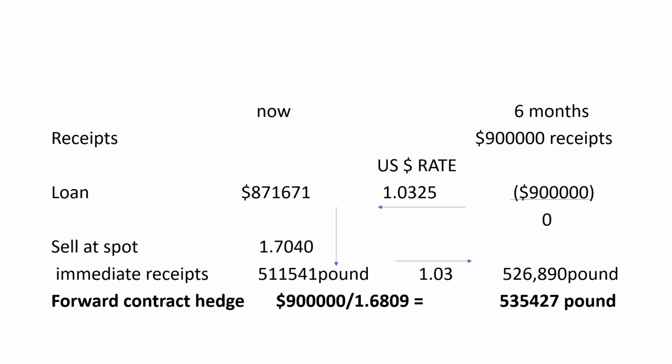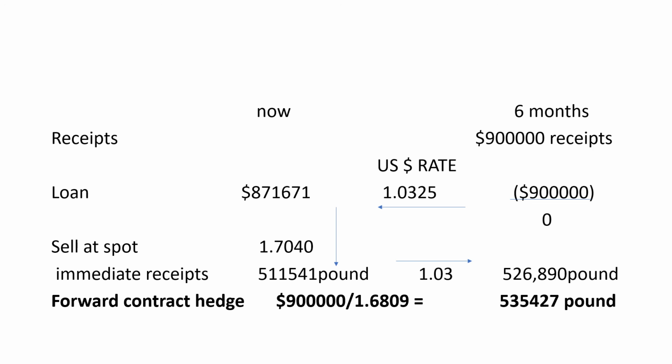In 6 months time period. Now this would be a diagrammatic presentation of the previous question, and if we look into this question, we'll see that the receipt which you are going to receive in dollars is 9 lakh, and you'll be receiving this amount in 6 months. The US dollar rate is 3.25%, and as we have discussed, we'll be adding 1 and we will divide 9 lakh by 1.0325. So the present value of this receipt is 8,71,671.